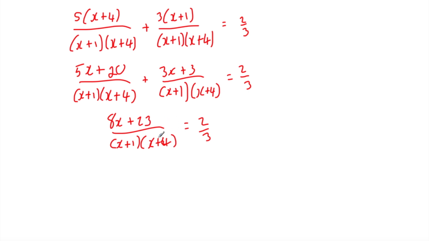If you've got a fraction equals another fraction, you can multiply the numerator of one fraction by the denominator of the other fraction, and that's equal to the other numerator times the other denominator. So in other words, 8x plus 23 multiplied by 3 will be equal to 2 times x plus 1 times x plus 4. So you can just multiply the numerator by the denominator and put that equal to the other numerator times the denominator, and that's called cross multiplication, and it works if you've got a fraction equals a fraction.